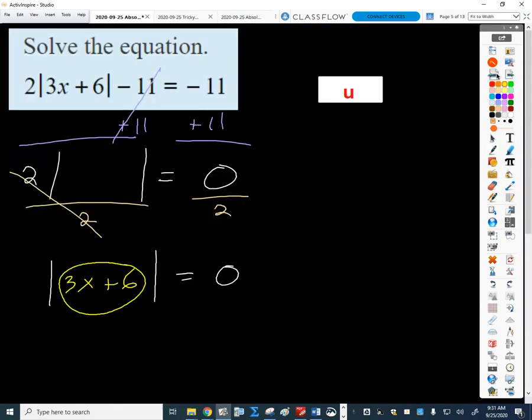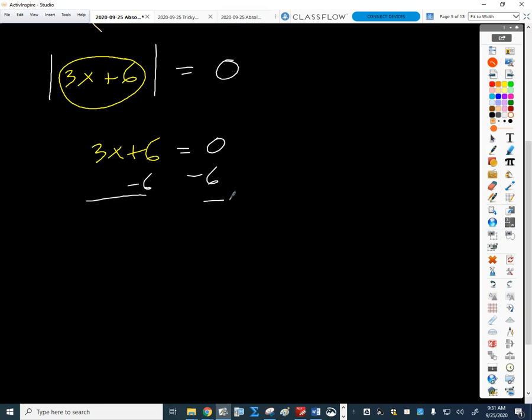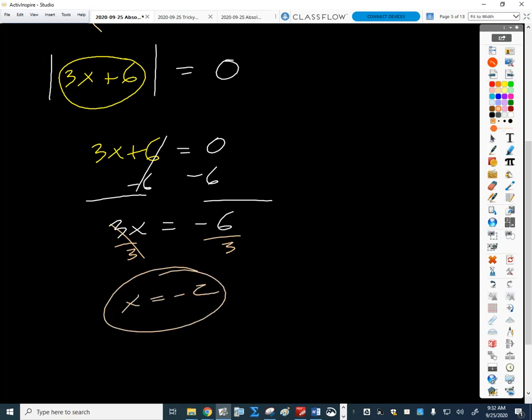So I get one equation, whatever's inside. In order for its absolute value to be 0, it has to be 0, because the absolute value of 0 is 0. So I can just subtract 6 from both sides. So 3x equals negative 6. I divide by 3. And I end up with x equals negative 2.